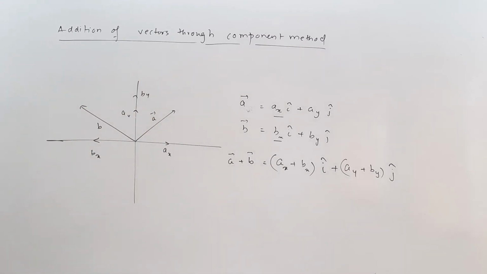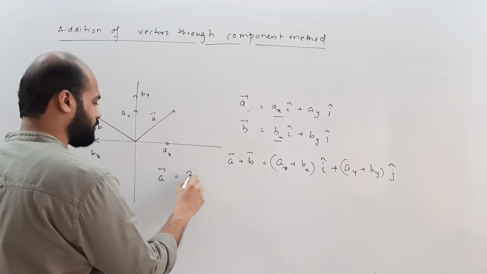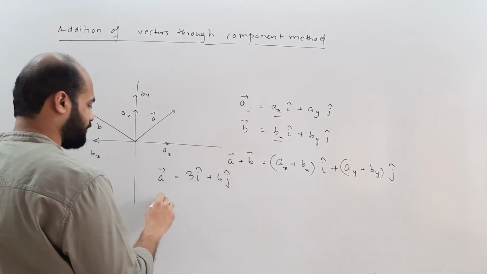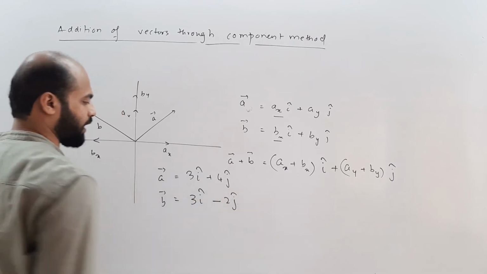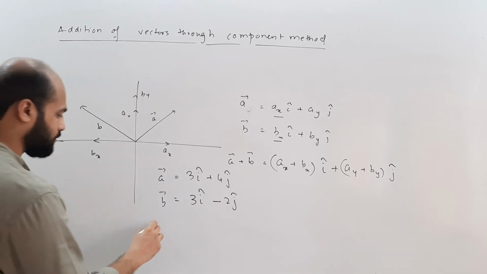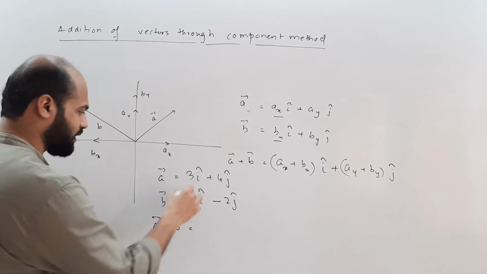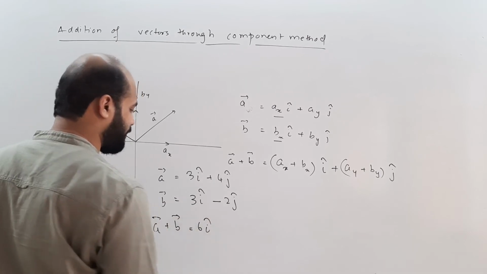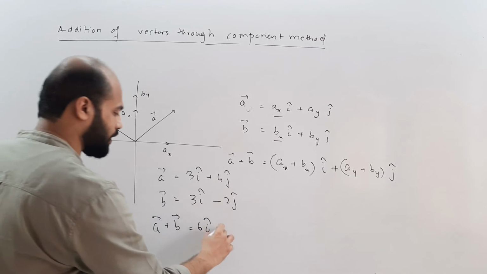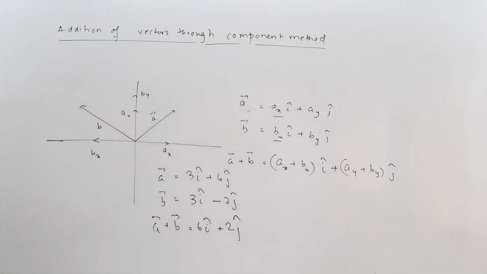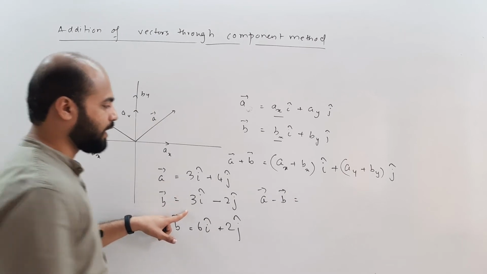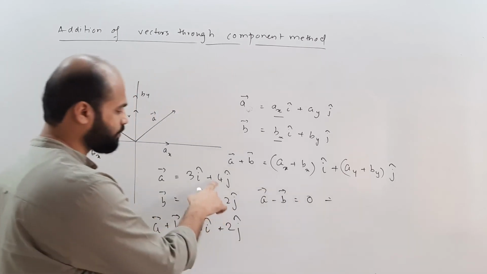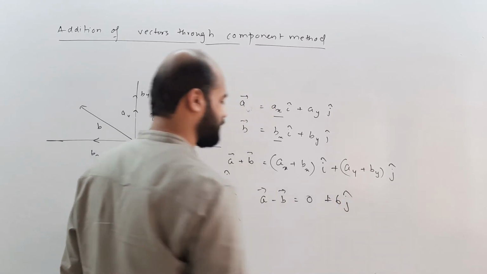Now to give an example, let's say a bar is actually 3 i cap plus 4 j cap and b bar is equal to 3 i cap minus 2 j cap. If you have to add them, then simply it's going to be very simple. 3i plus 3i, that is 6i cap, and 4j minus 2j, that's going to be 2j cap. If you have to find subtraction, a bar minus b bar, it is going to be 3i minus 3i, that's 0, and this minus is going to give us 6j cap.